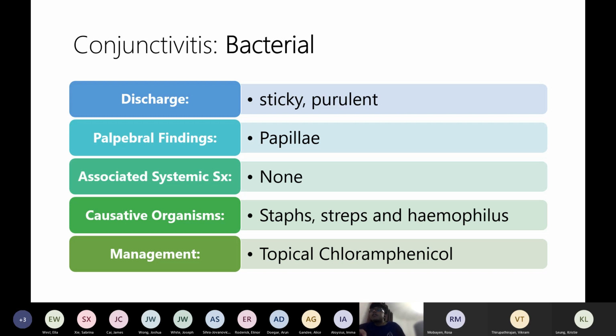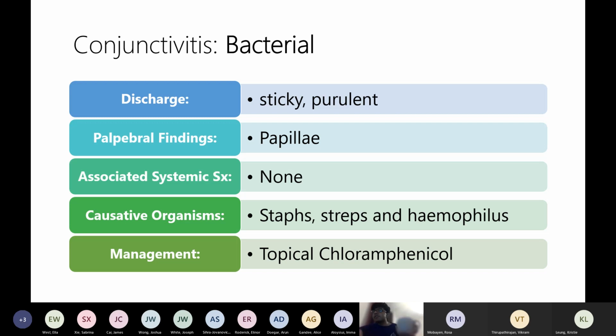Do they have any associated systemic symptoms when they have bacterial conjunctivitis? Is the person going to be otherwise well, or otherwise quite unwell? Here's an important thing. With bacterial conjunctivitis, you have a localized infection of the eye itself. So they tend to be quite well. They'll feel awful because of their eye, but they're otherwise pretty well.